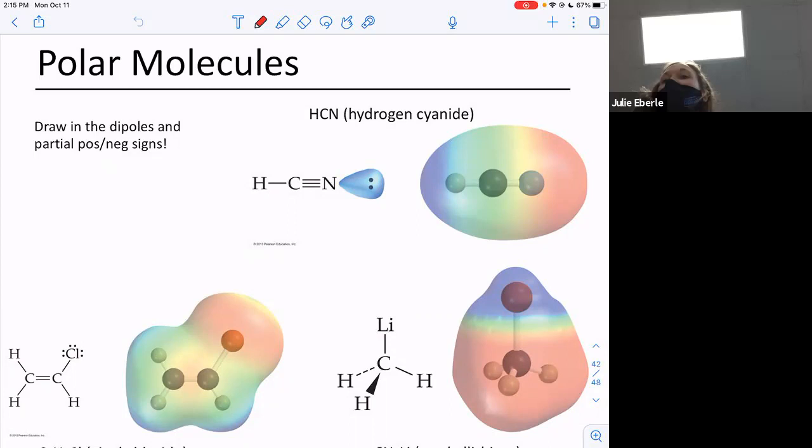So no matter if it's symmetrical or not, if none of the bonds are polar and there are no lone pairs, it's a non-polar molecule. Okay, so if you have at least one polar bond in your molecule, and you have a dipole that does not cancel, that molecule overall is polar.